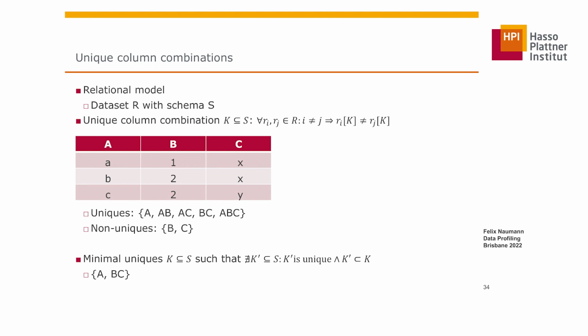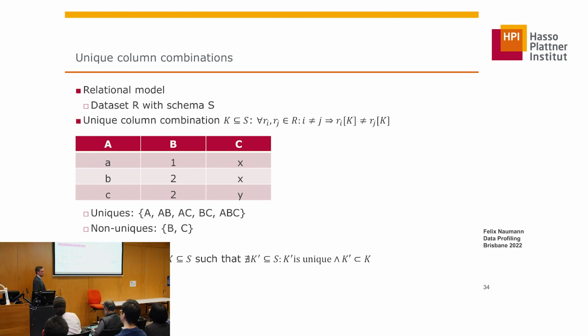As soon as you have all minimal uniques, you can derive all other uniques from them, right? You take A, you add any other column, and it's still unique. You just don't need to write it down, in essence, right? And usually, let's say in a database system, you are kind of interested in the minimal uniques. You wouldn't define a primary key with more columns than necessary, typically, I would say.